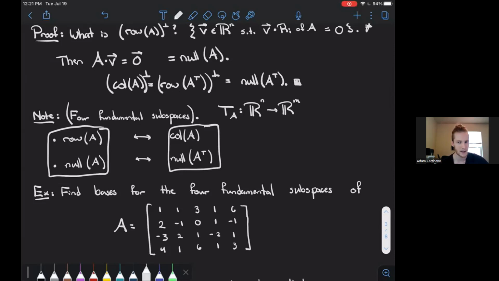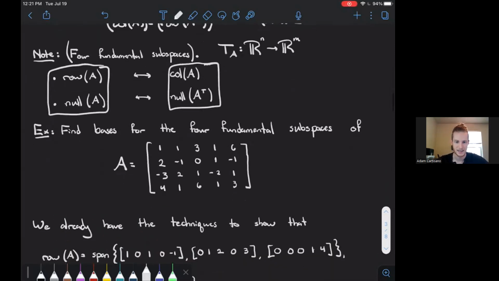And then the null space of A transpose is this weird thing that shows up as the orthogonal complement of the range inside of the codomain. Yeah, that's exactly right. And so we call these the four fundamental subspaces of a linear transformation or of a matrix.